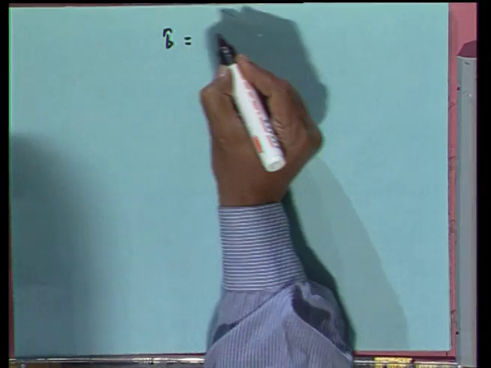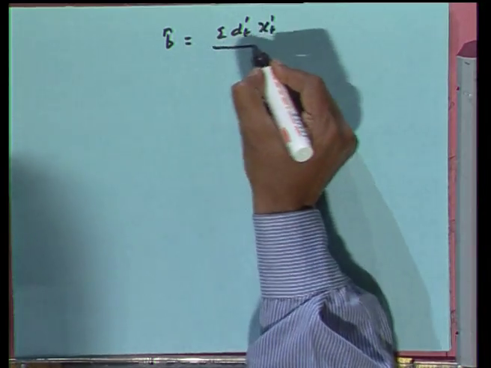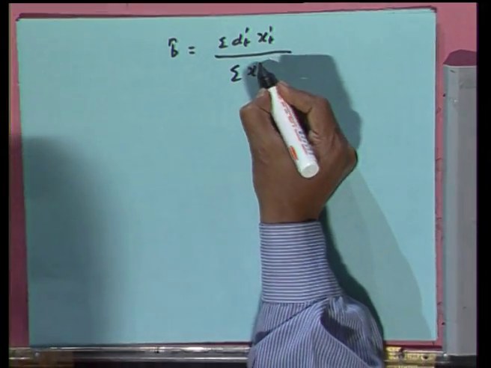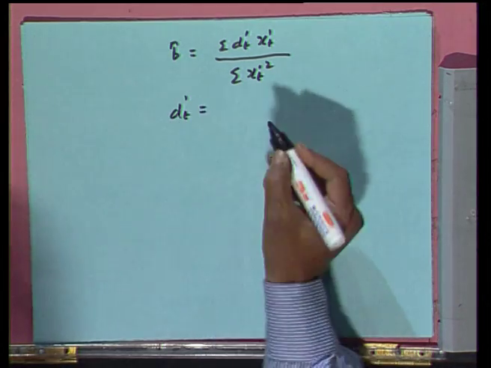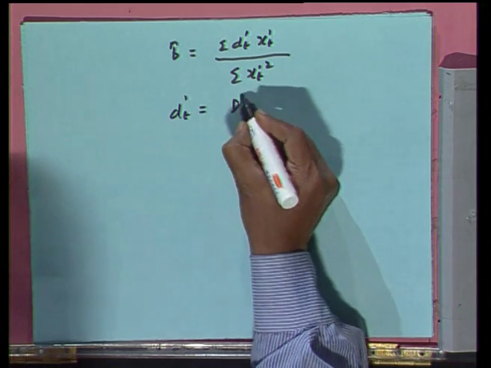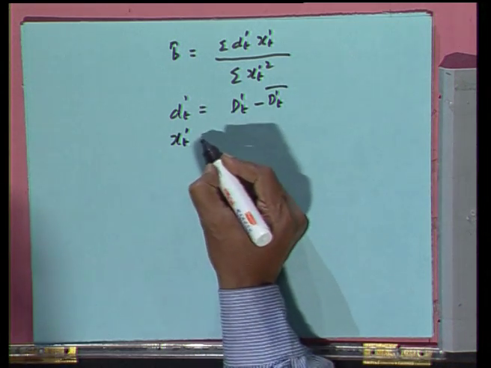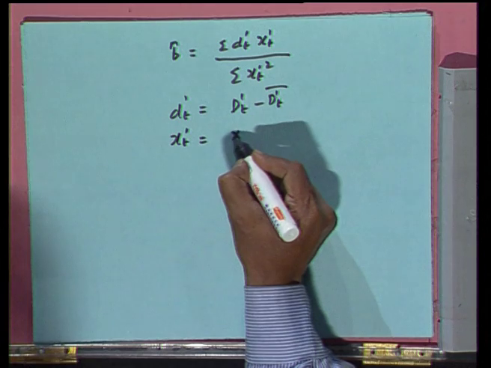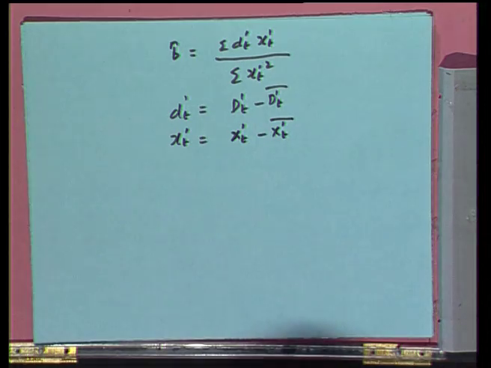Now the value of B hat will be given by sigma small dt prime small xt prime divided by sigma small xt prime square. These are all small letters mind you, and what do the small letters convey? As in the case of consumer products, small dt prime is dt prime minus dt prime bar. The second one, small xt prime, is xt prime minus xt prime bar. So one should be careful about these notations, the small letters and the capital letters.